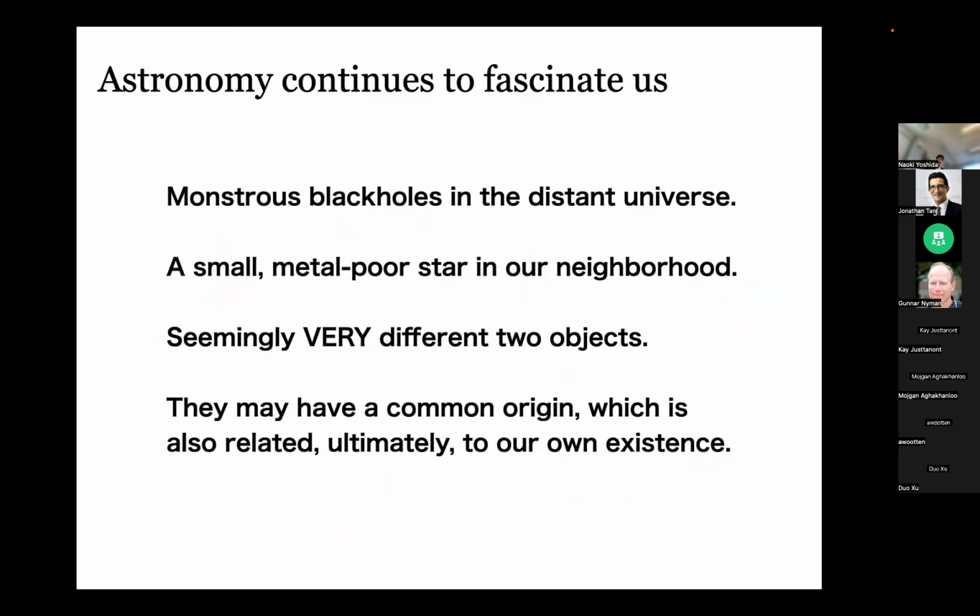So I talked about massive black holes in the distant universe, and also I showed a metal-poor star relatively nearby, in our neighborhood. These are seemingly very different objects. This is something I like about astronomy. They may have a common origin, and that origin might also be related to ourselves. Our body consists of carbon, oxygen and so on. These elements were produced at some point in stars, and they were ejected, and after many generations, we are here as ordinary materials.